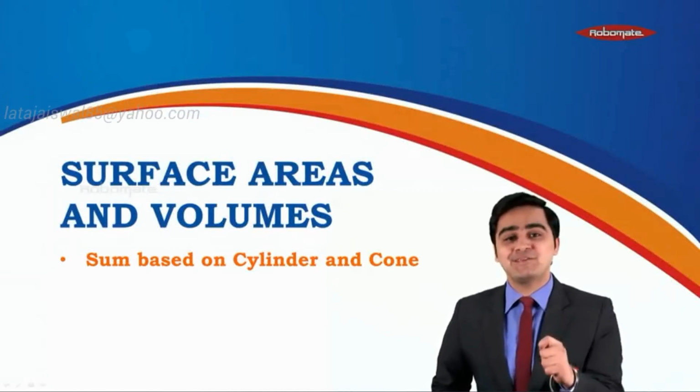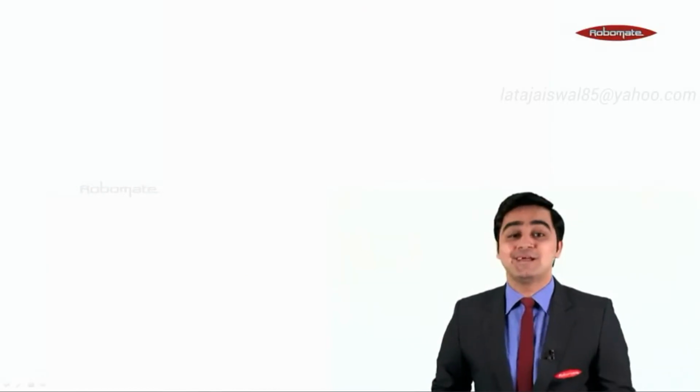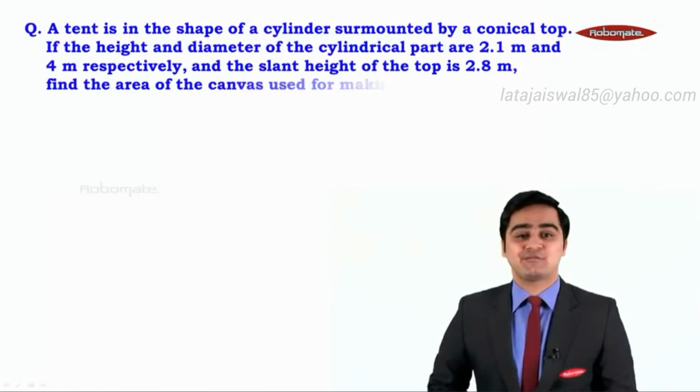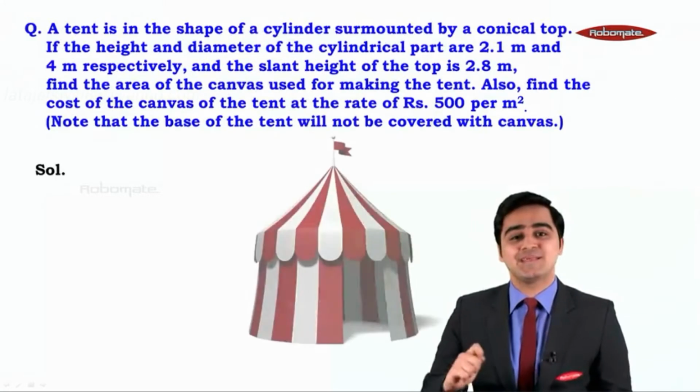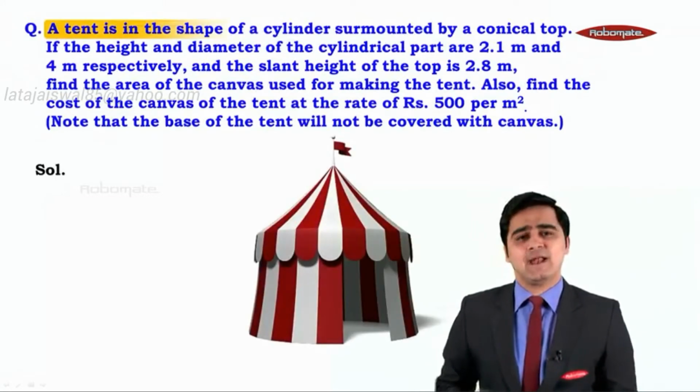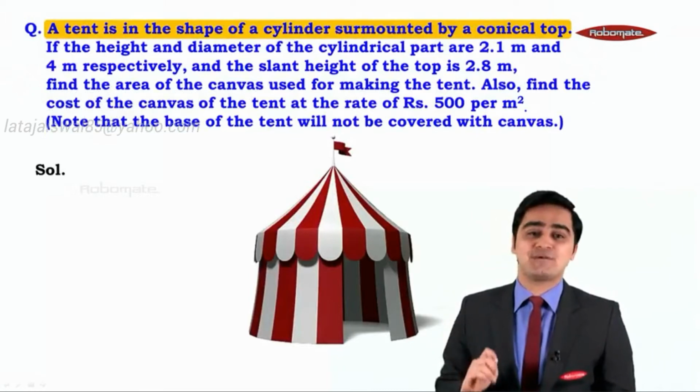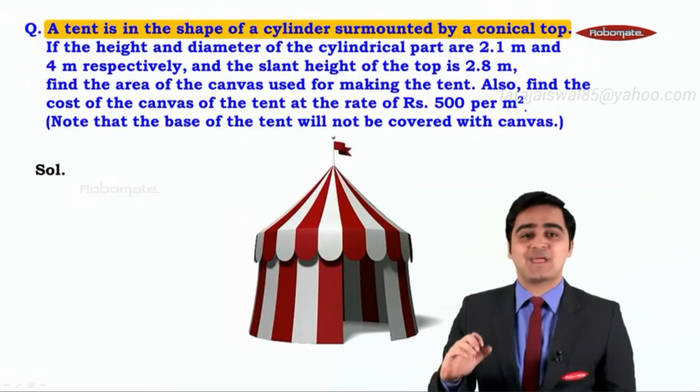Important sum based on cylinder and cone. Now this is the question we have in front of us. Let us understand the question with the help of the figure. It says that a tent is in the shape of a cylinder surmounted by a conical top.